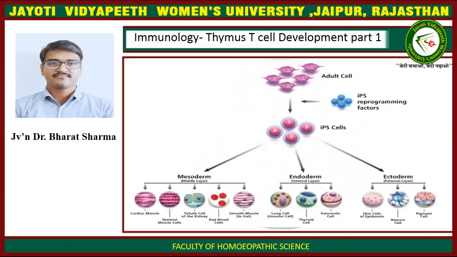This is a diagram showing adult stem cells as pluripotent stem cells, giving mesoderm, endoderm, and ectoderm, and they derive tissues like cardiac tissue, skeletal muscle tissue, tubule cells of the kidney, RBCs, smooth muscles, lung cells, thyroid cells, pancreatic cells, and ectoderm-derived skin cells, neurons, and pigment cells.